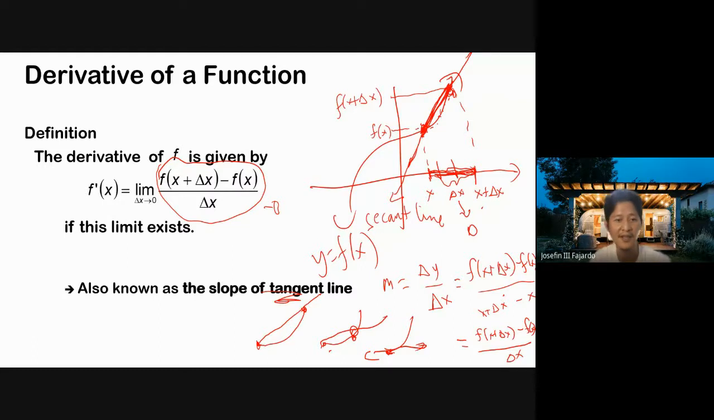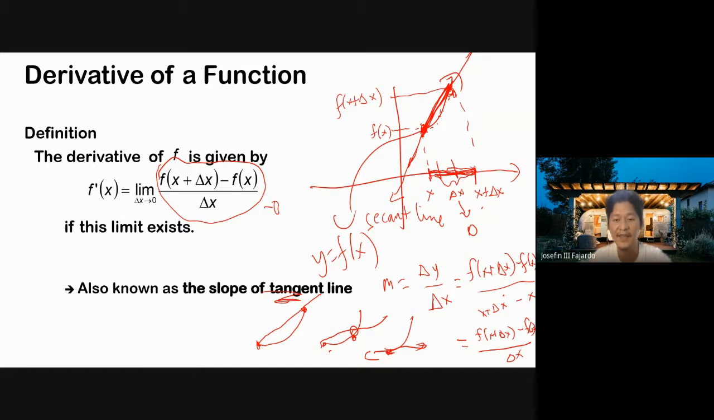Ito dapat maintindihan nyo lang na ang derivative, if you consider the definition, is just the slope of the tangent line. Okay? Nagsimula siya sa slope ng second line tapos pinaliit natin si delta x, kaya instead of the slope of the second line, when you proceed in getting the derivative, you are getting now the slope of the tangent line.